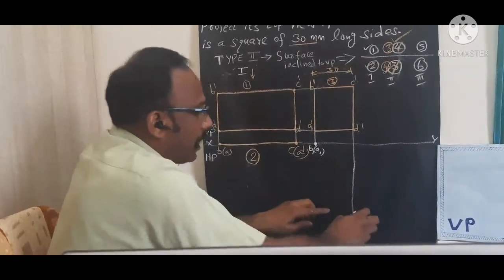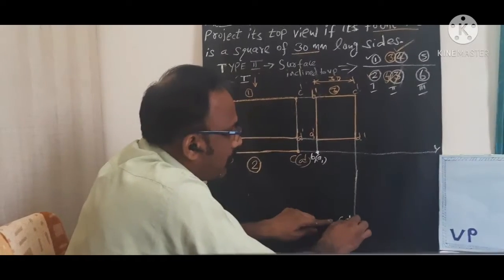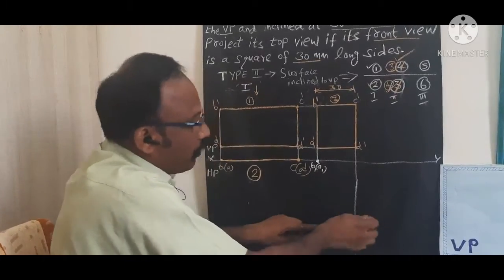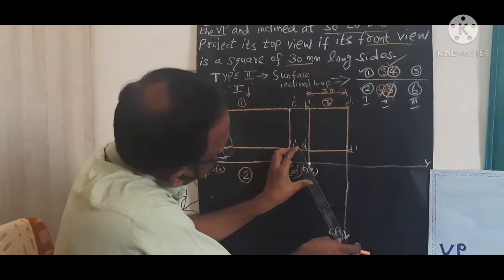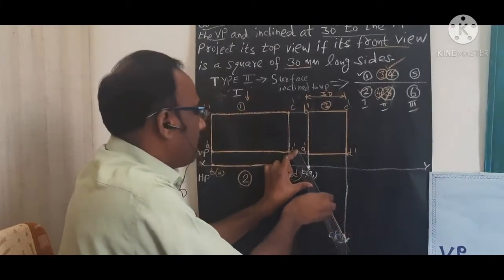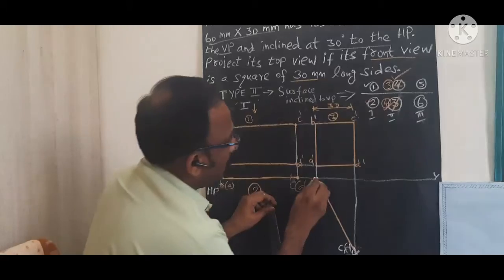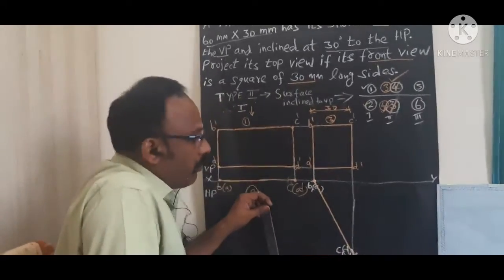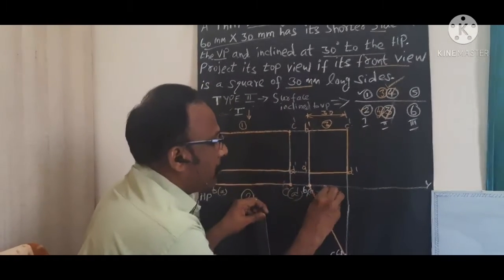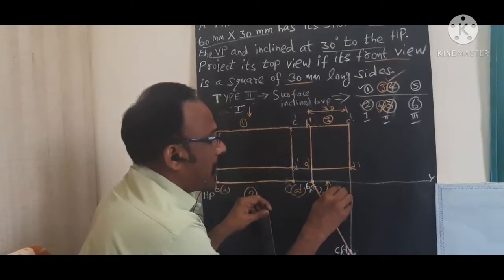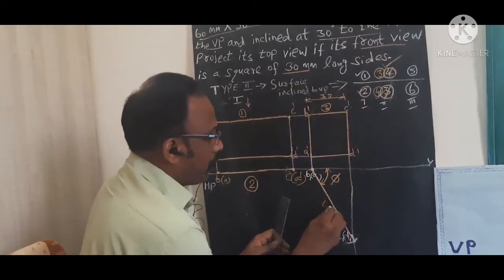This point I call C1. B1, C1, B1. We need to join these 2 points by a straight line. This gives your second top view point. If you want, you can measure this angle. The angle of inclination with VP we need to measure and mark as the angle. Right, so we completed step number 4.